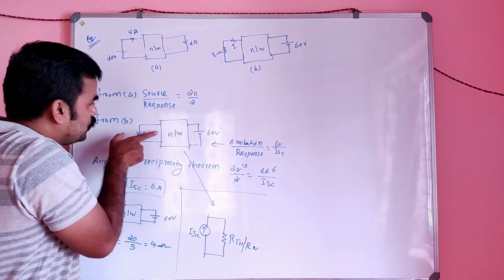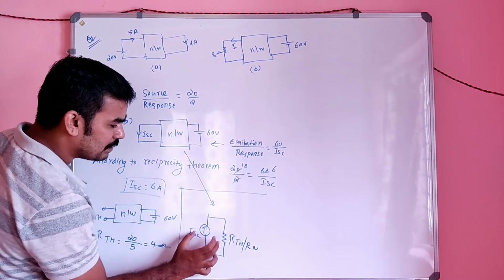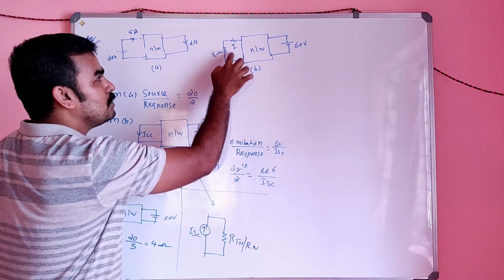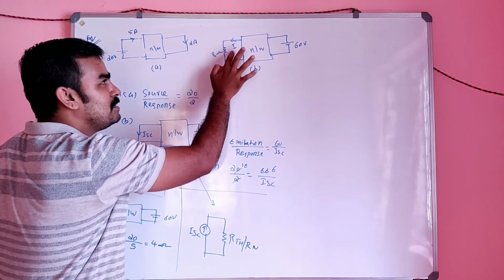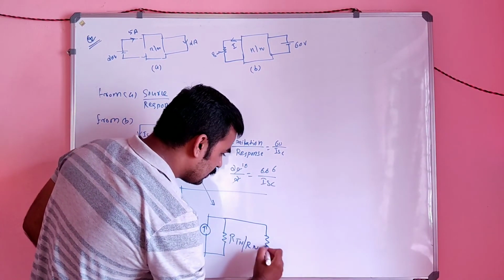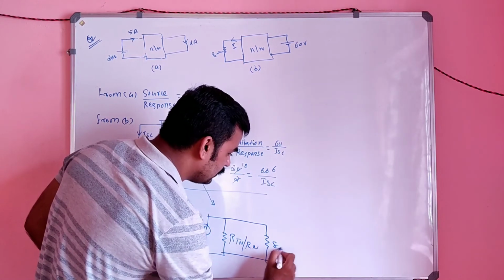So this is the effective representation of this circuit. This can be represented like this. But the actual circuit is not like that. In the actual circuit, there is one more thing. It is 8 ohm.